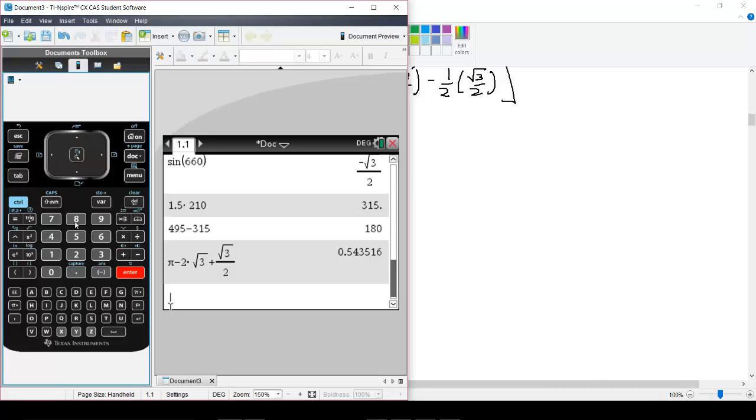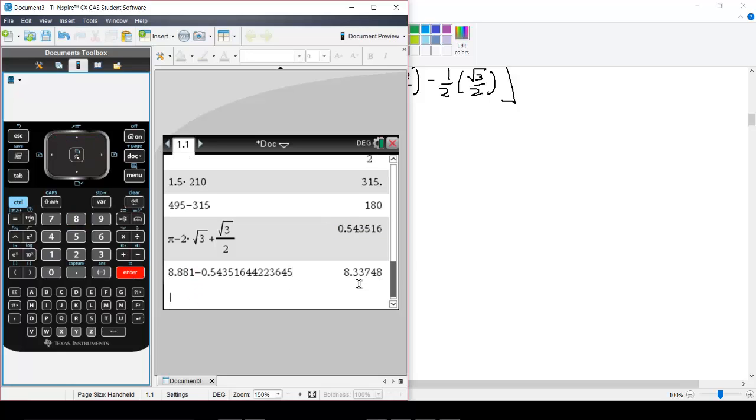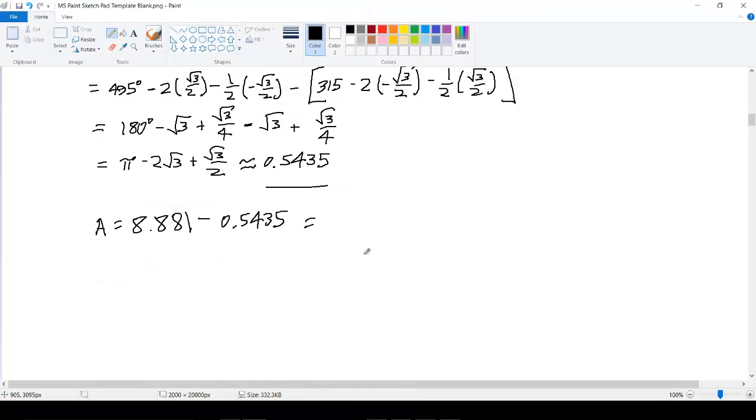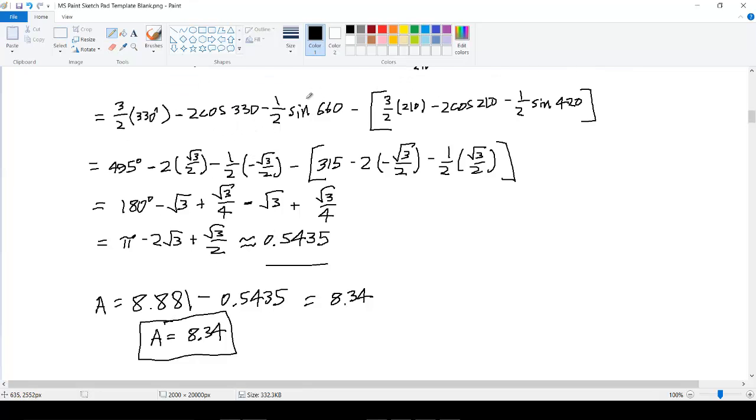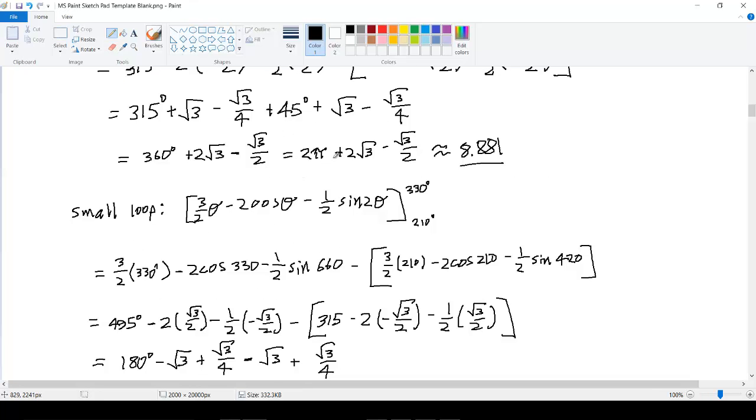So 8.881 minus, I'll just do previous answer. So it's 8.33. So I'll just call it 8.34 and leave it at that. So that's one way you can give the answer, as an approximate 8.34, and that's fine unless you're supposed to have an exact answer for some reason, in which case I'll just go back.